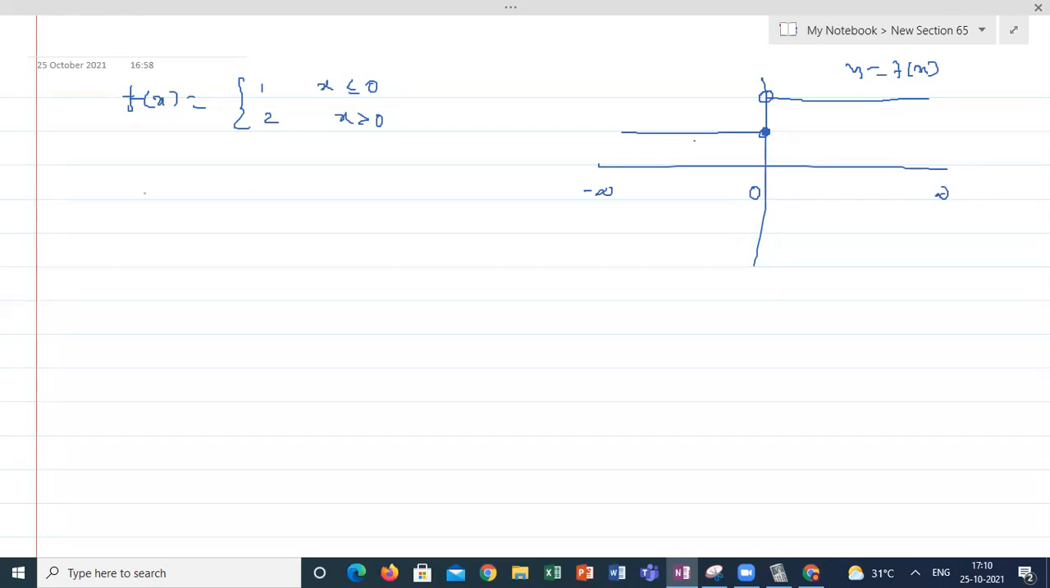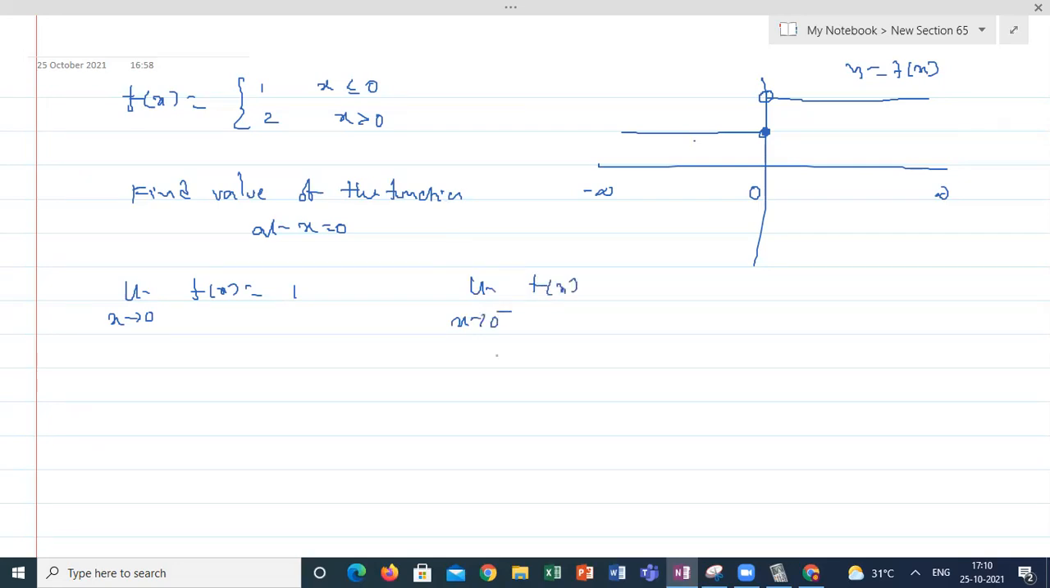So how can we discuss? If I'm asking to find the value of the function at x is equal to 0. If I'm taking limit x tends to 0, at x is equal to 0, the answer is 1. Limit x tends to 0 minus f of x. 0 minus means x is less than 0, which is equal to 1. Limit x tends to 0 plus. 0 plus means slightly greater than 0. Your f of x is equal to 2. This is your left hand limit. This is your right hand limit.